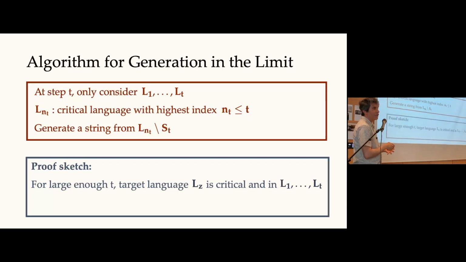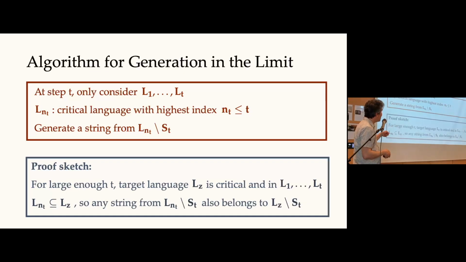I just explained to you that if you wait long enough, the target language will indeed become critical. And also you have this widening window of feasible languages, L1 to LT. So if you wait long enough, the target language LZ will belong to this window. Okay? When that happens, we will start being correct. Why is that? Because whatever the critical language LNT that we pick, LZ is also a candidate critical language. We picked some language LNT. That language LNT might appear after LZ in our ordering, but this means that LNT is a strict subset of LZ. Okay? So everything that we generate will actually belong to the target language as well.